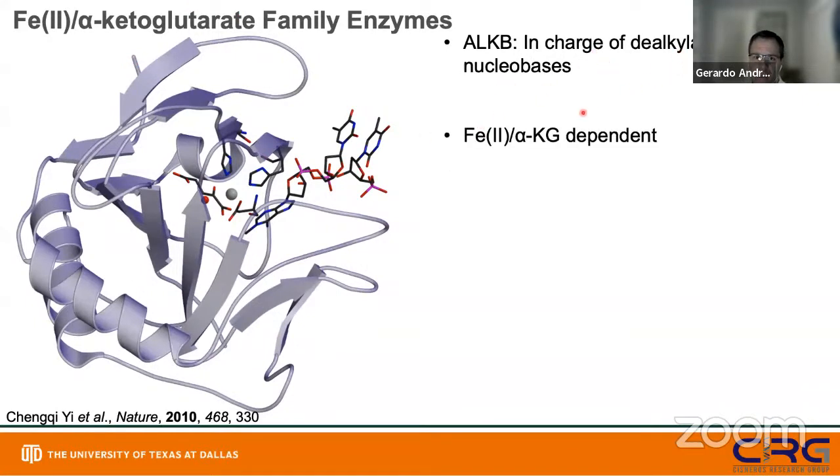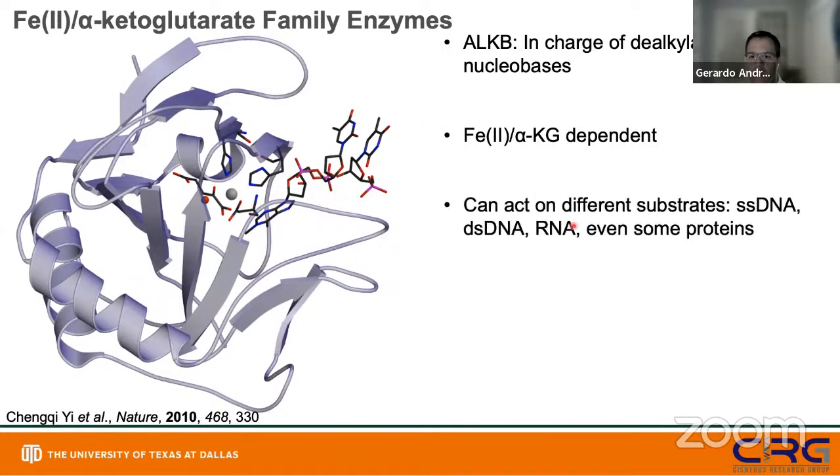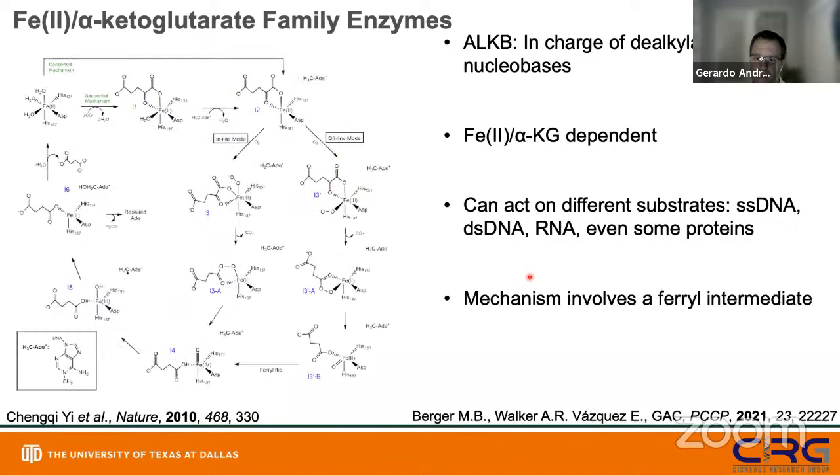AlkB is in charge of dealkylating damaged nucleobases. So alkylation was the first cancer treatment. So basically, if you alkylate DNA, you kill the cell, especially if you hyperalkylate DNA. Cells do have a way to fix alkylating damage via AlkB and their human homologs. These can act on different substrates: single-stranded DNA, double-stranded DNA, RNA, even some proteins.